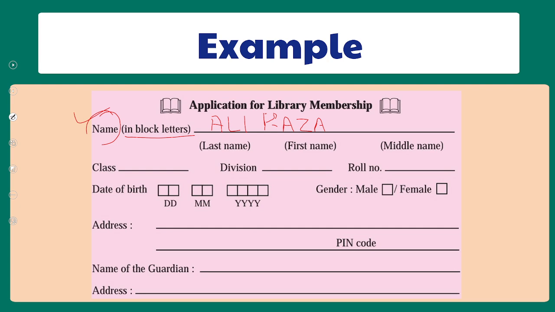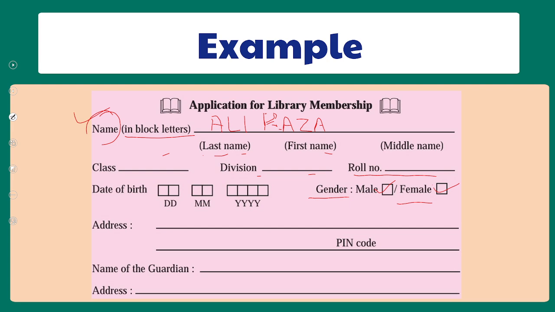With neat and good handwriting on the paper, you have to write your last name, then first name, and then your middle name if there is any. Write about your class, the division of the class, and roll number. Then your gender: if you are male, if you are a boy, click this one, and if you're a female or a girl, then click this.